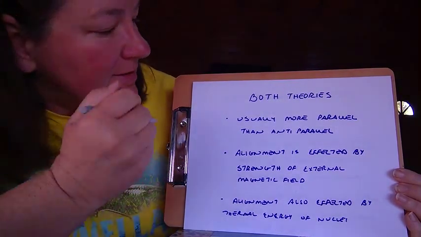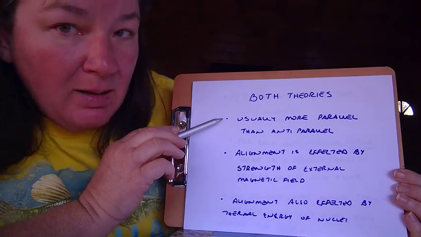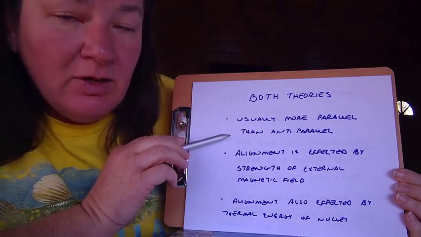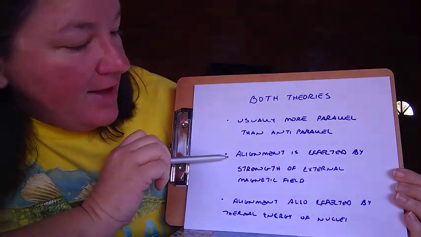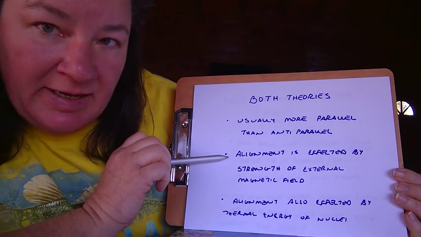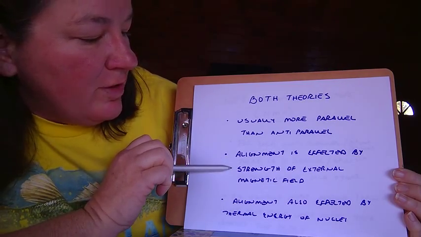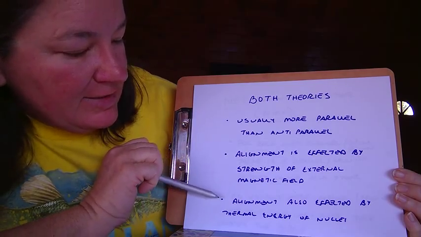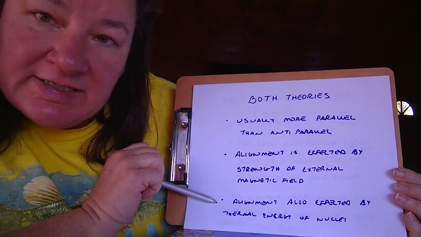Now, in both theories, there are usually more parallel or spin up nuclei than there are anti-parallel or spin down. The alignment, whether they spin up, spin down, parallel or anti-parallel, is affected by the strength of the external magnetic field, and also by the thermal energy of the nucleus itself.